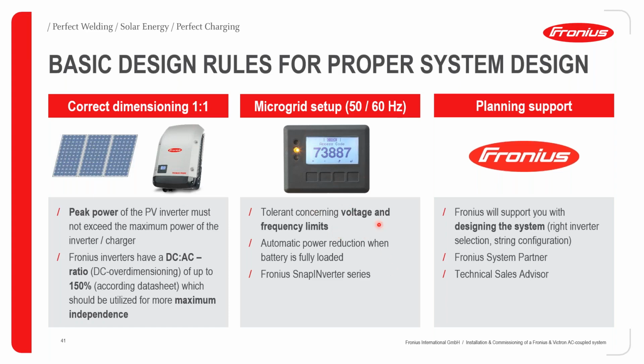So the advantage of the MG50 setup is that the frequency dependent power reduction is already set for you. So you don't have to do any settings of the frequency dependent power reduction curve. And this comes standard with each and every Fronius Snap inverter. It's pre-programmed. All you've got to do is just select MG50.